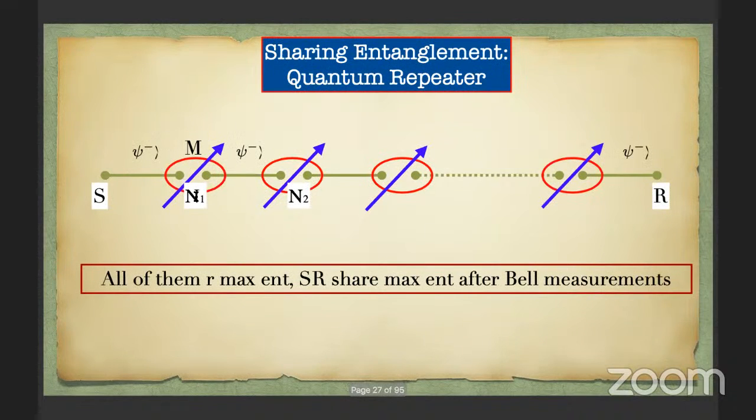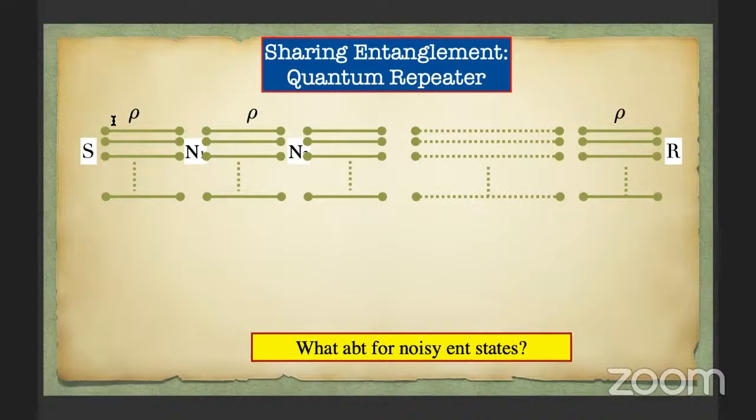Now you can see that if each of these lines, S and N1 and so on, is connected by a singlet state, then of course, after performing Bell measurements at N1, N2, and so on, S and R also share a maximally entangled state. However, in general in experiments these segments will no longer be maximally entangled states, but noisy states. Then of course the final state of S and R will not be maximally entangled, it will also be a noisy state.